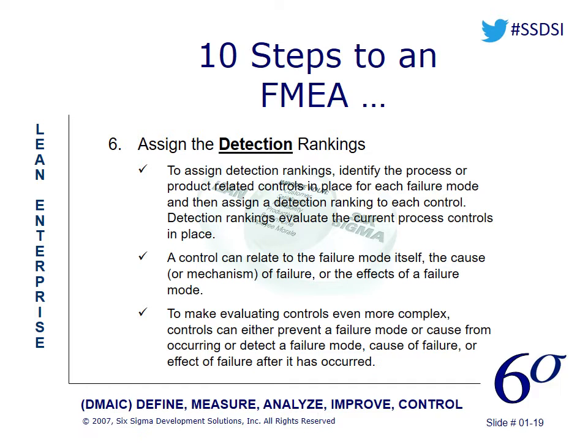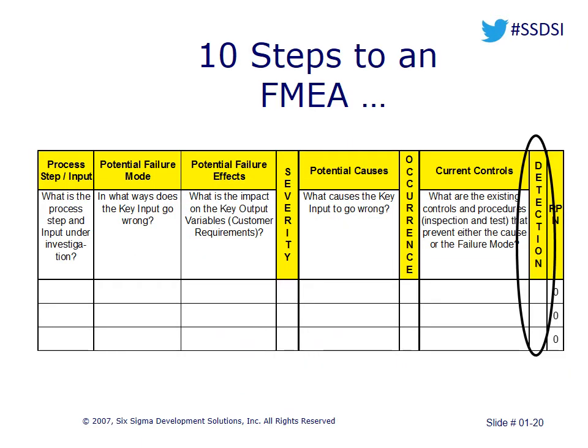So again, the detection ranking is really correlated to what controls we have, and do those controls work. In a lot of instances, you're going to find out that there is no control, and that's a red flag. That's a red flag that, hey, we need to do something about that. The detection ranking goes here in this column, and you'll see that the detection ranking is related directly to the current controls, which is to the left of that detection ranking.